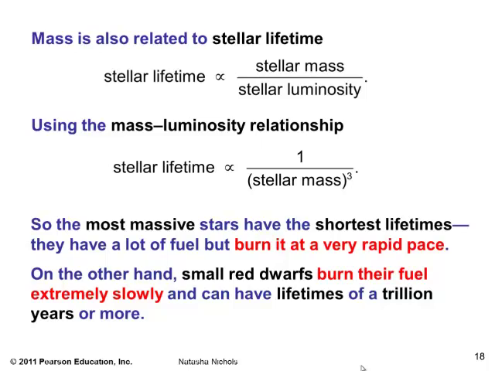This results in lifetimes of trillions of years or more, which is why on that pie chart we get to see a lot more dwarf stars than giant stars. So it all has to do with how quickly they burn their fuel.